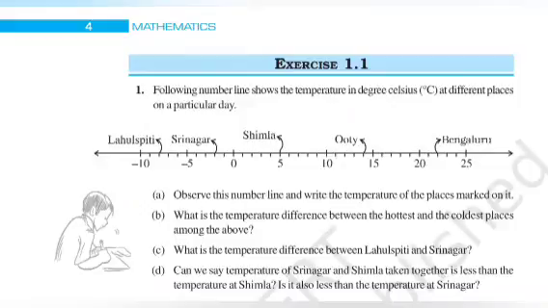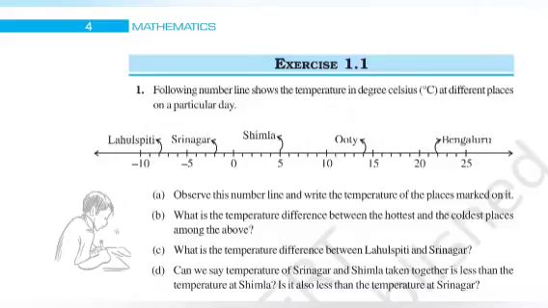So we have to read: on Lahul Spiti, one arrow is given, and before that minus 8, minus 10 is given, so we have to deduct minus 2, so minus 8 is correct. So the answers are: Lahul Spiti minus 8 degrees, Srinagar minus 2 degrees Celsius, Shimla 5 degrees Celsius, Ooty 14 degrees Celsius, Bangalore 22 degrees Celsius. After each number one small dot is given, we have to count that number and write the degrees as per the city.